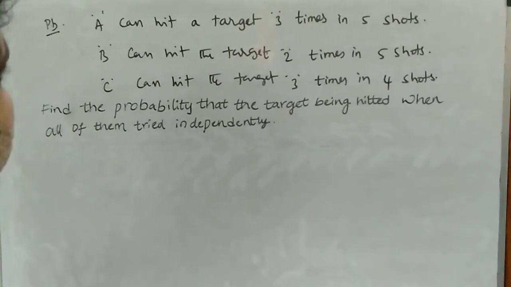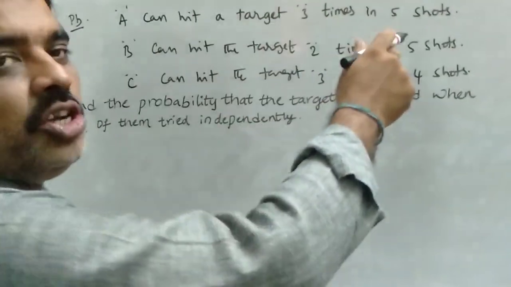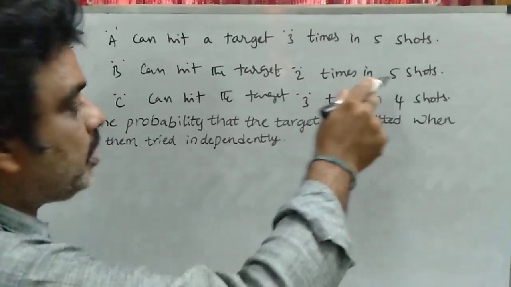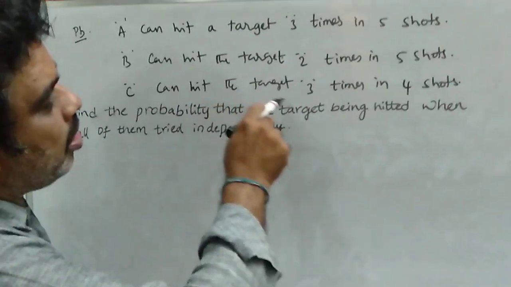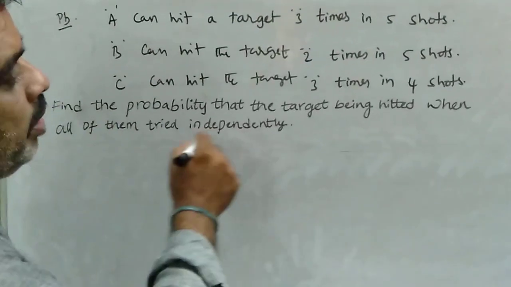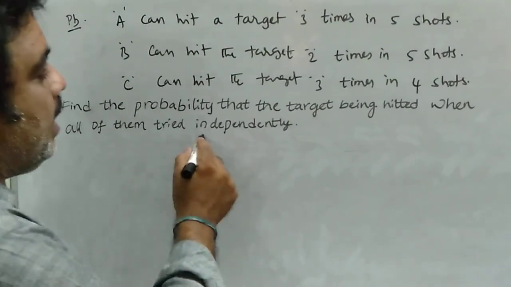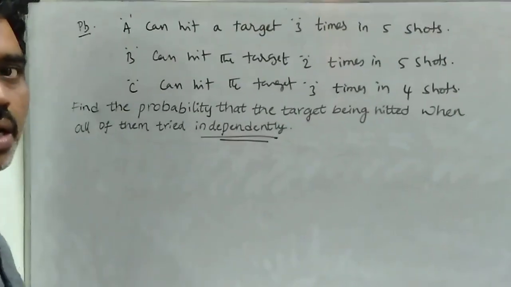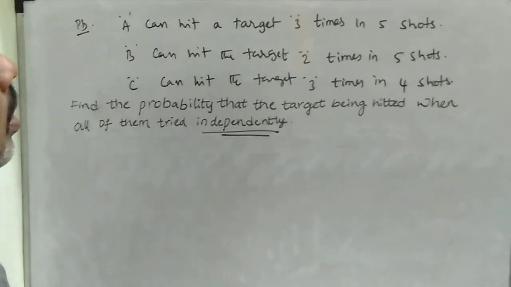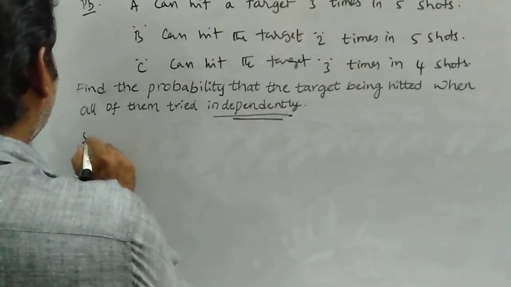Similar problem. A can hit a target 3 times in 5 shots. B can hit a target 2 times in 5 shots. C can hit the target 3 times in 4 shots. So find the probability that the target is hit when all of them try independently. Here also they are working independently to hit the target. So first write the probabilities.